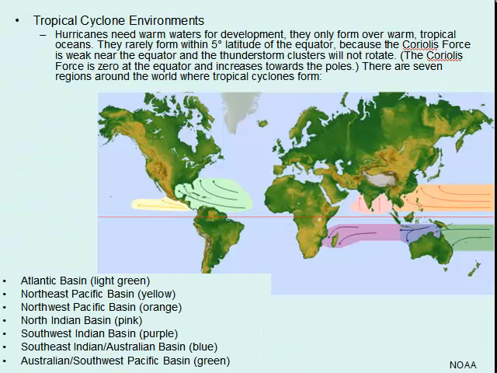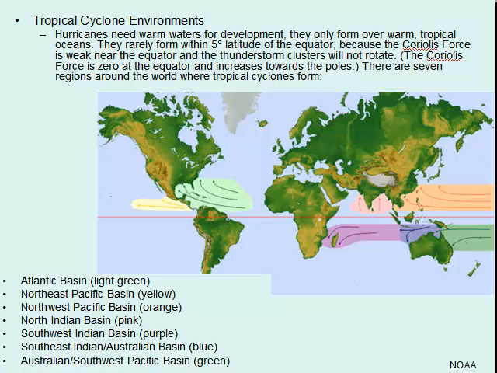So where do these form? They tend to form in warm water. They need warm water to develop. So they're going to be over tropical oceans. They rarely form within 5 degrees latitude of the equator because the Coriolis force is weak. It's almost near zero, and so these clusters don't rotate that close to the equator, so they're not going to develop there. They also won't cross over because if you're in the northern hemisphere, all those winds are going to be diverted to the right, and in the southern hemisphere to the left, they're going to be diverging away from the equator.